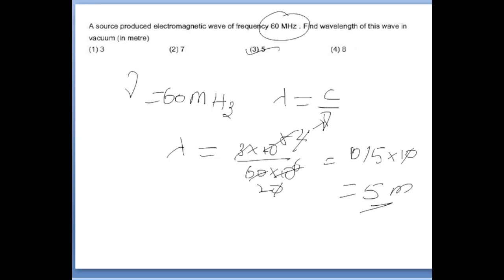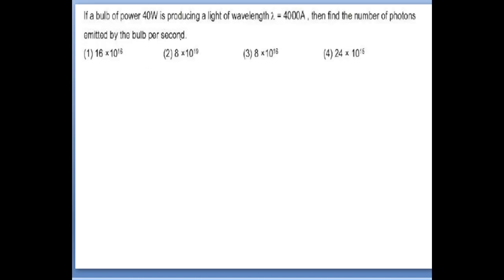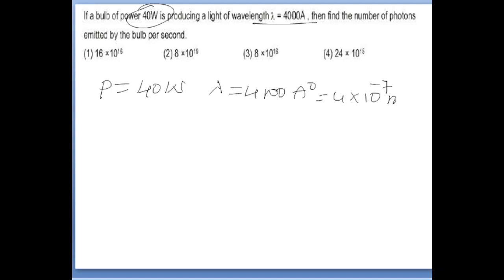Please check, everyone. If you got option 3, that is correct. Now look at the next question. A bulb of power 40 watt. This question is from the photoelectric effect. It produces light of wavelength 4000 angstrom, which means 4 into 10 power minus 7 meter. He is asking to find the number of photons emitted by the bulb per second.